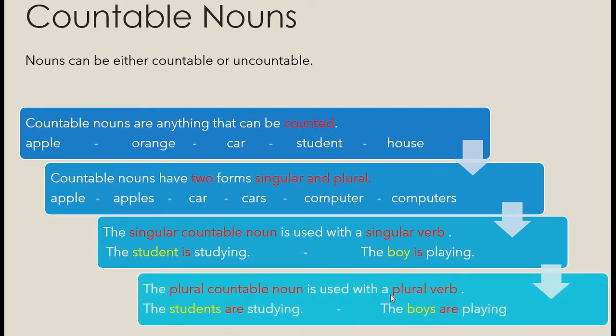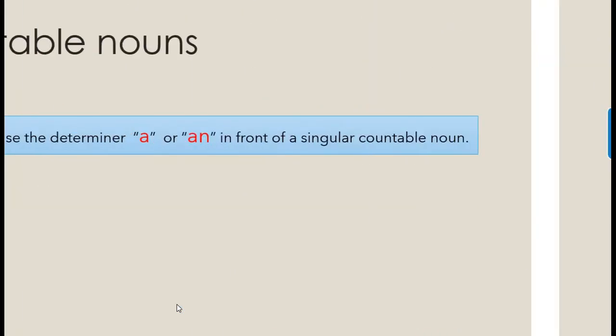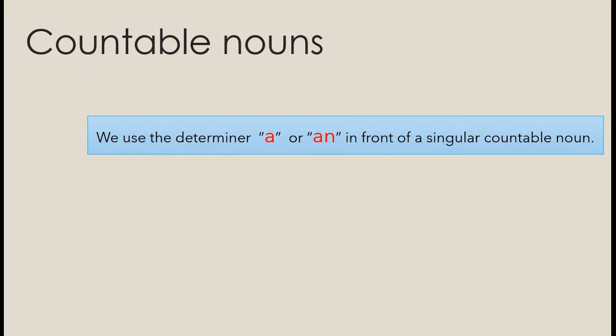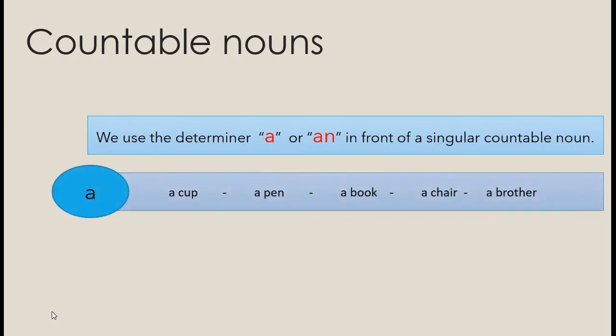A plural countable noun is used with a plural verb. Students are studying. Students, more than one student, with the verb are. The boys are playing. Boys, more than one boy, we use are, a plural verb with it. We use the determiners a and an in front of a singular countable noun. Look at this example. A cup, a pen, a book, a chair, a brother.